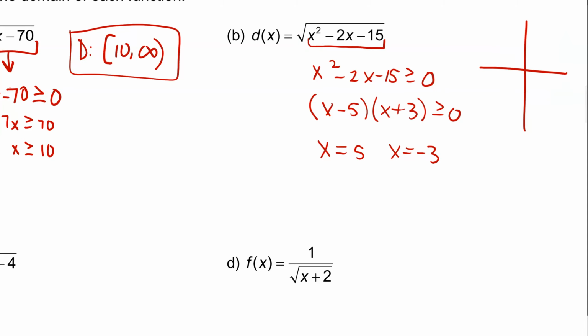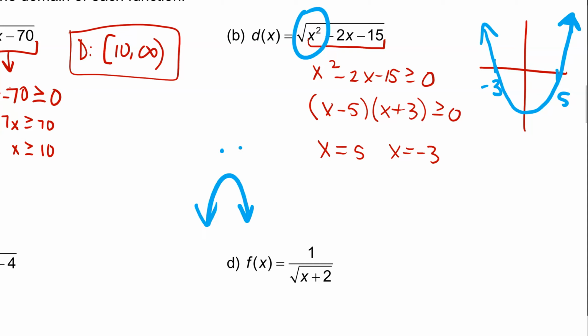So here's negative 3, here's 5, and I know it's facing up. Those are my 2 zeros. I know it's facing up because the coefficient in front of x squared is positive. And if you're positive, you're smiling. What about if you have a negative coefficient in front of x squared? If you're negative, you're frowning. It's literally a frowny face, so it points down.